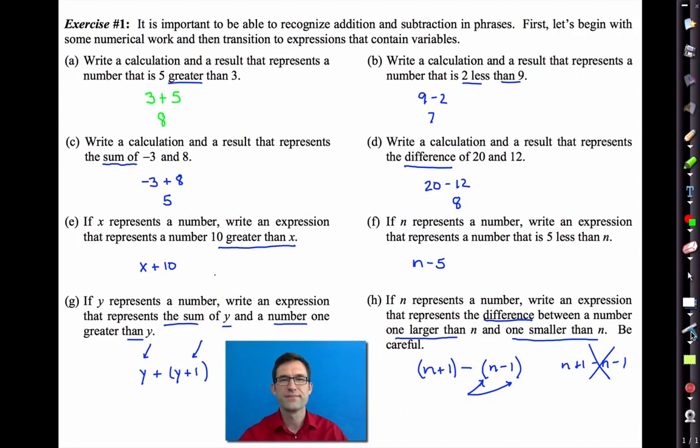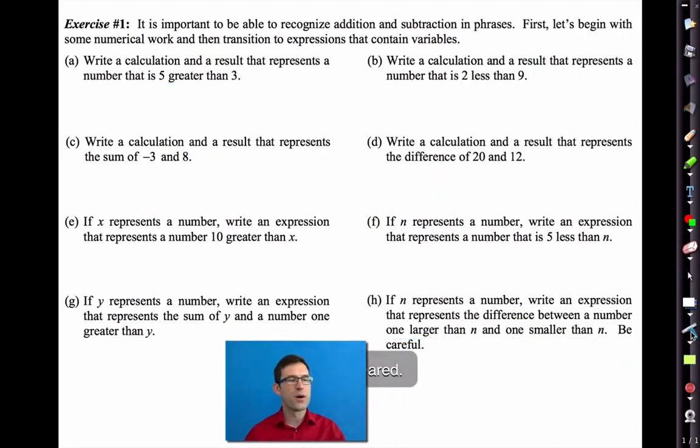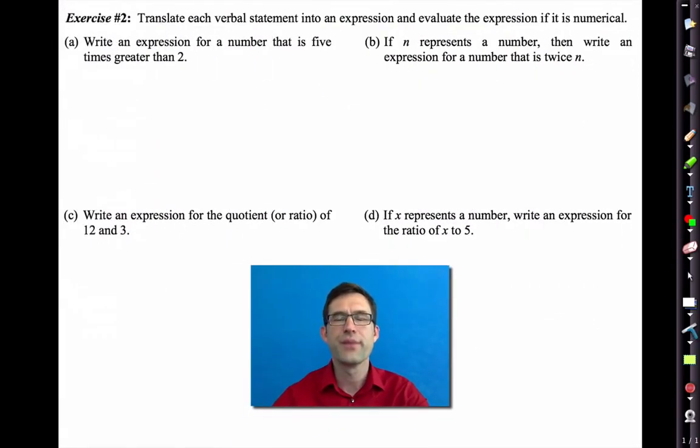Here we go. All right, let's go on to exercise 2. Now, we need to be able to deal with addition and subtraction, no question. And addition and subtraction have words like sum, difference, greater, less, things like that. But we also need to be able to deal with multiplication and division. So let's look at a little bit of that.